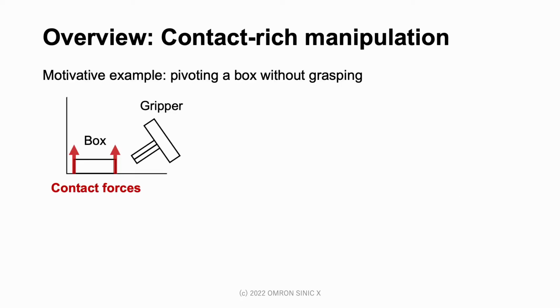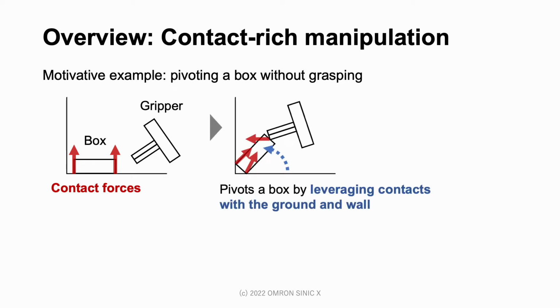First, I'd like to introduce our motivation of contact-rich manipulation. This figure shows a motivative example. Let's say the gripper wants to manipulate this box without grasping it. Because the gripper cannot grasp the object, to achieve this goal, the gripper has to leverage the contacts of the box with the ground and wall.